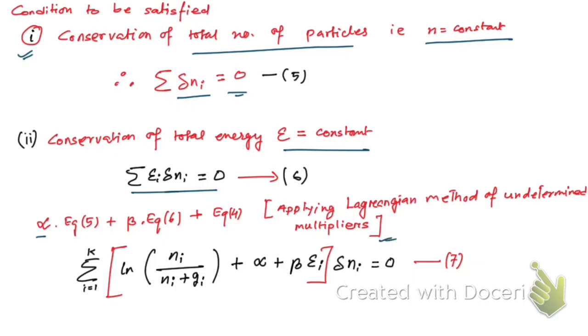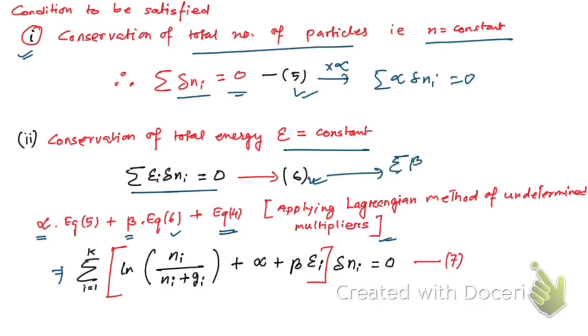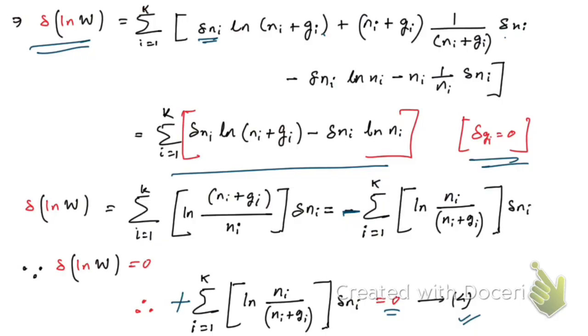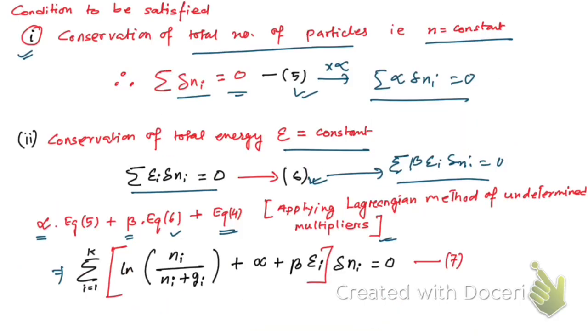So how to do that? First, let us multiply alpha with equation number 5, then multiply beta with equation number 6, then add these two equations to equation number 4, and doing so we have got this relation. If you multiply alpha with this equation, you get summation alpha del ni equal to 0, and with equation number 6, if you multiply beta, you get summation beta ei del ni equal to 0. Then if you add this and equation number 4, you will get this result.